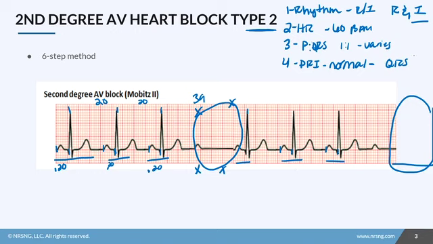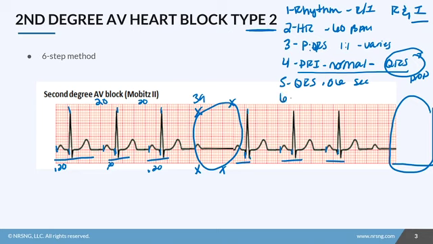This is the biggest characteristic. The PR interval is normal, and then a QRS is dropped. Okay? And then in step number 5, we got to look at the QRS complex. So let's go ahead and measure this one. So from here to here, we have about a little over a box and a half. So let's just go with 0.06 seconds.